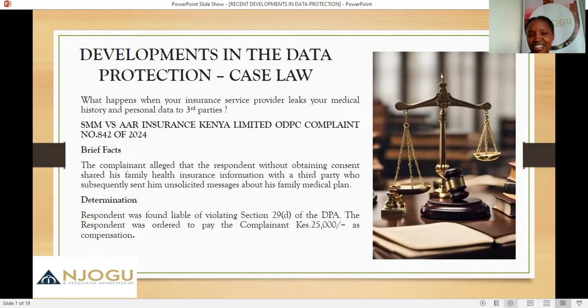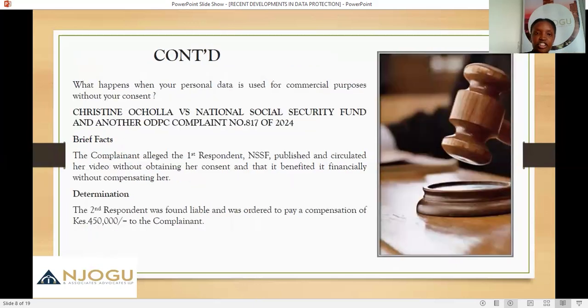Does that case seem familiar, or similar to a circumstance that your friend or your family member or you yourself have gone through? Mm-hmm. That's one of the cases. Let's look at the second case. Great. What happens when your personal data is used for commercial purposes without your consent? There was a case on this.